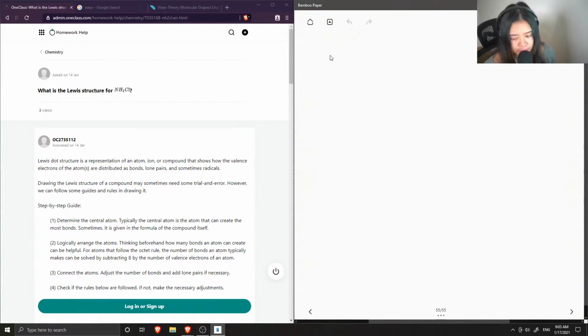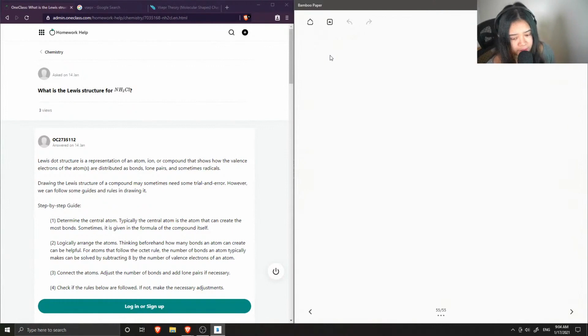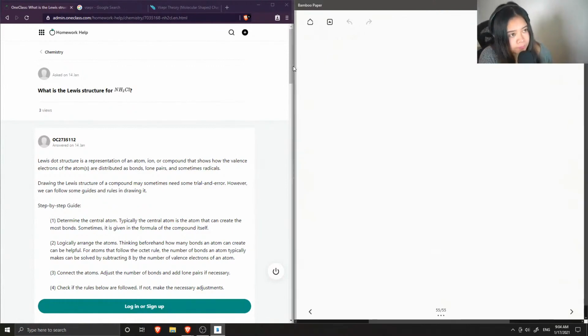Okay, so question number 3. What is the Lewis structure of ammonium chloride? Okay, so when we write out the Lewis structure, we first want to calculate the total number of valence electrons.